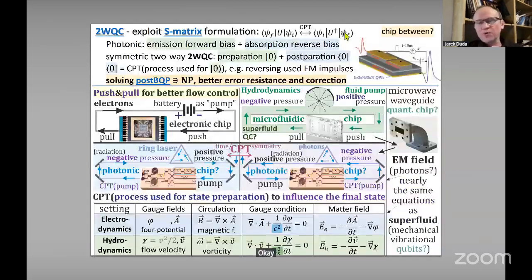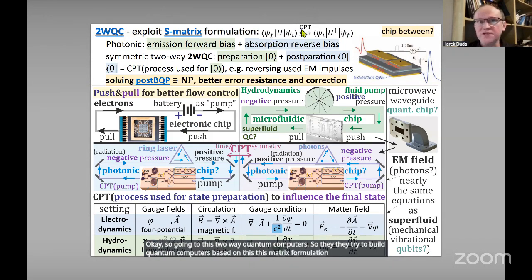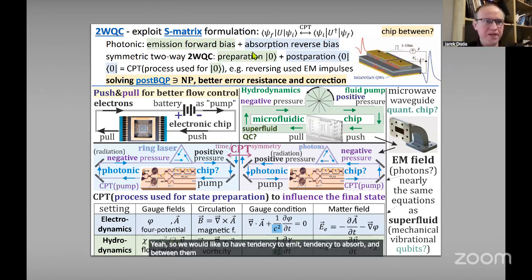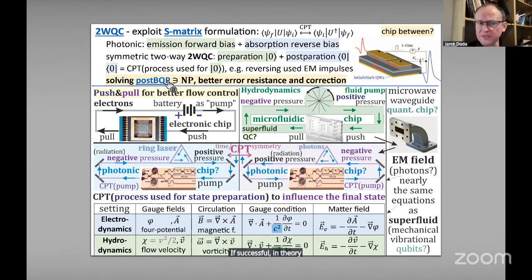Okay, so going to these two-way quantum computers, they try to build quantum computers based on this S matrix formulation, where there is this symmetric preparation, but in theory we could also try to influence the post-preparation. Like these two chips, forward and reverse bias, and we put the photonic chip between them. So we would like to literally have a tendency to emit, a tendency to absorb, and between them have a chip. So if successful, in theory, they could solve post-BQP problems.